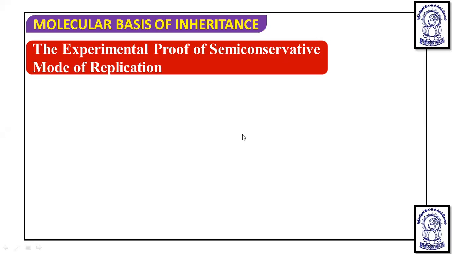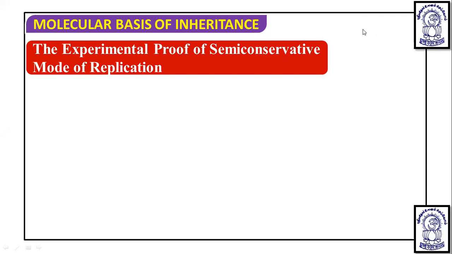Dear student, we are going to talk today about the experimental proof of the semi-conservative mode of replication. In the previous class, we have already talked about the process of replication, how DNA replication occurs, what enzymes are used and how it takes place. That we have all discussed. Today, we are going to talk about the experimental proof given by a scientist for the semi-conservative mode of replication.